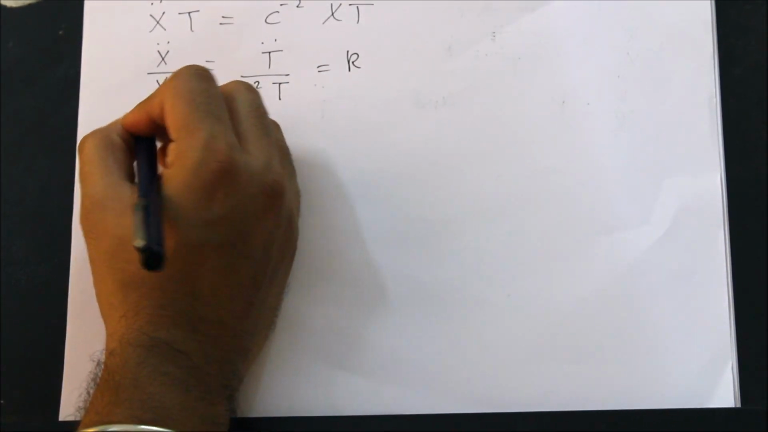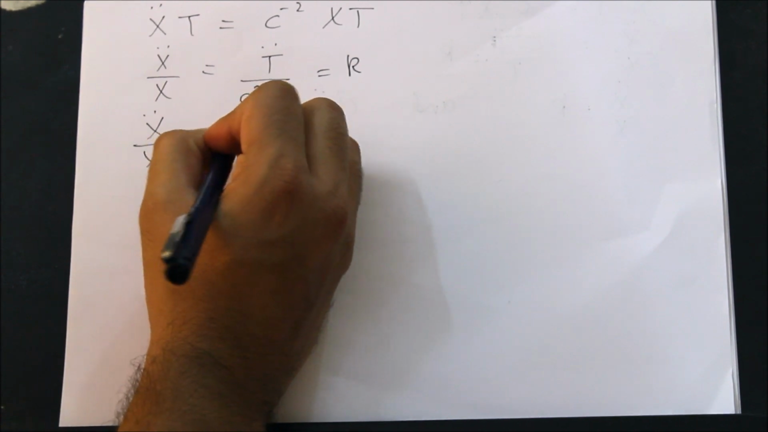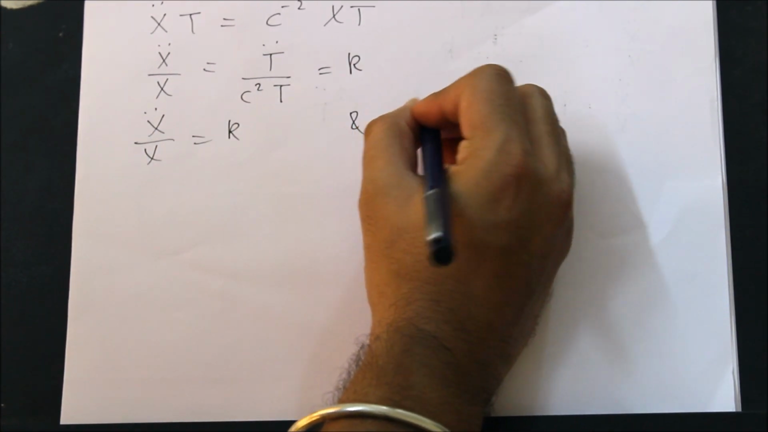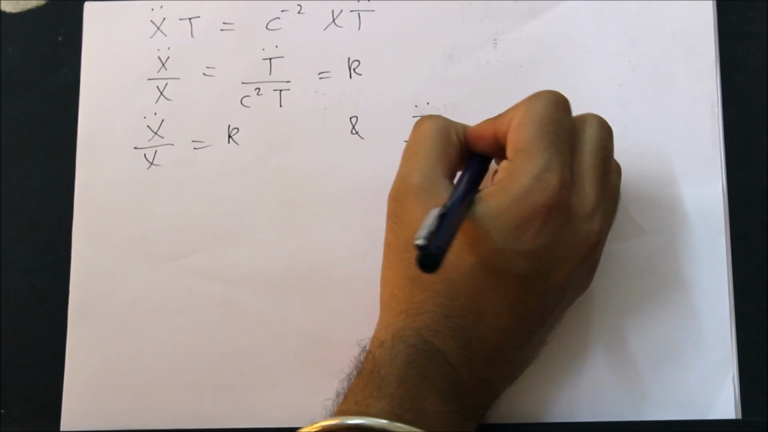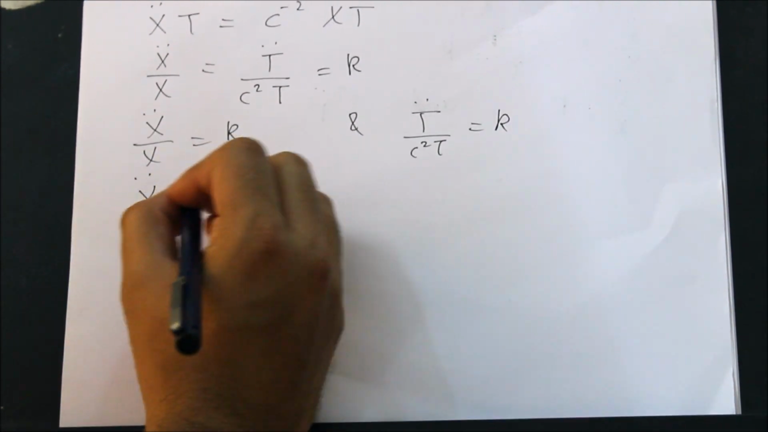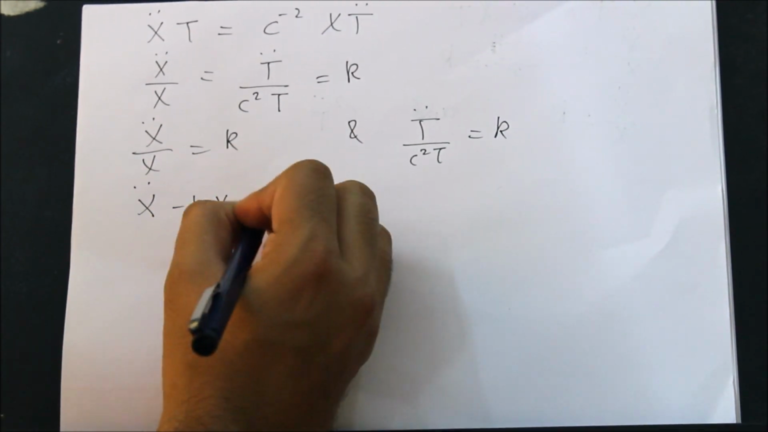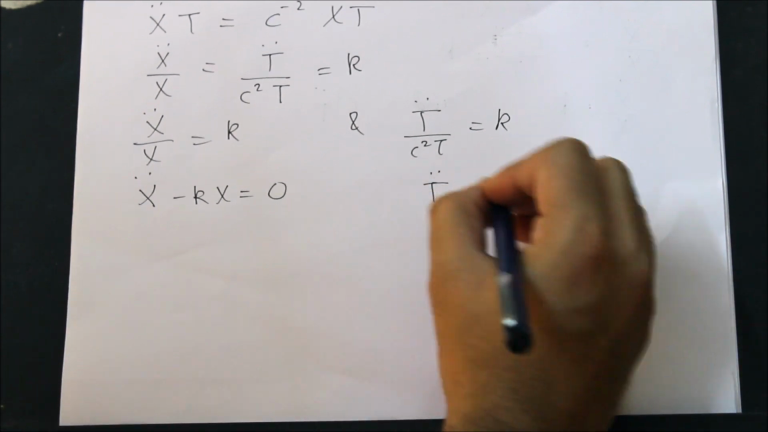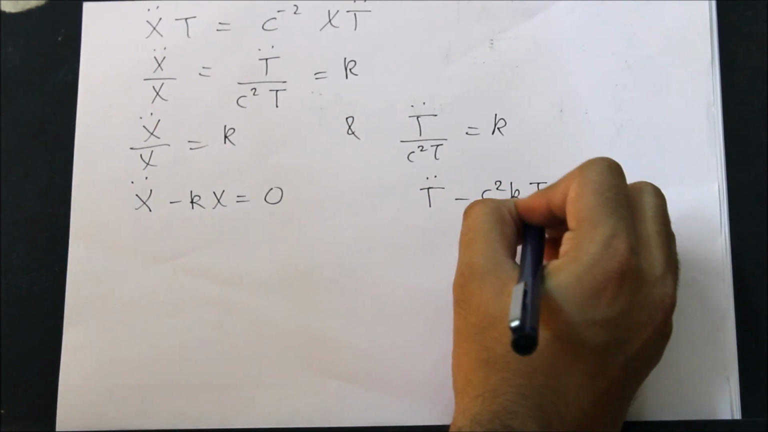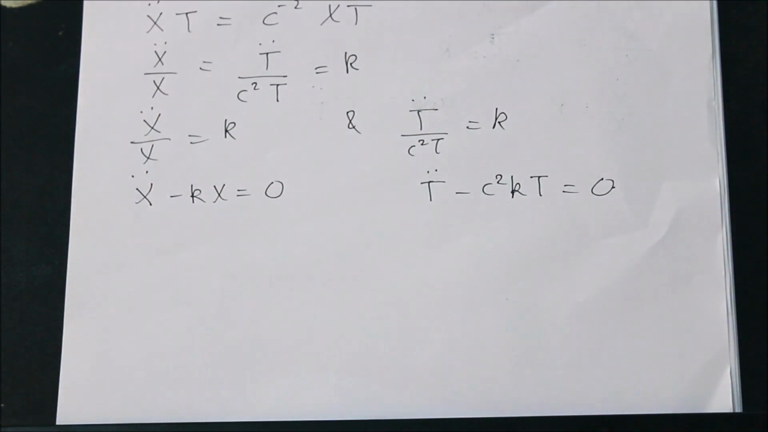And if I solve them one by one, I get x double dot upon x equal to k, and t double dot upon c square t equal to k. So therefore I have x double dot minus kx equal to 0 and t double dot minus c square k into t equal to 0. And now we will solve these two equations one by one.